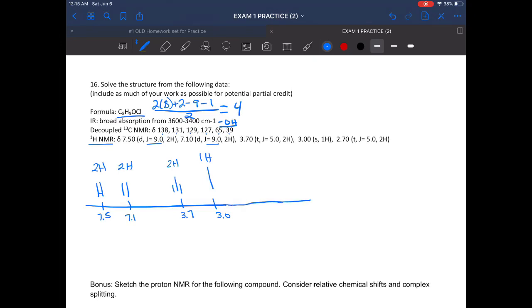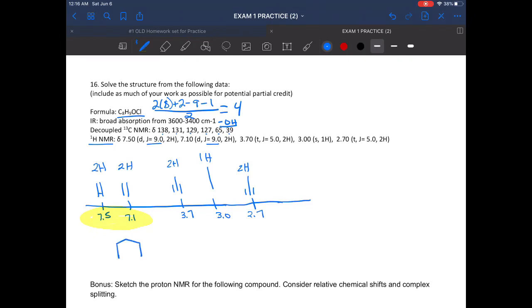The height that I'm drawing doesn't have to do with anything. At 2.7, I have a triplet that represents 2 hydrogen. All right, so 1, 2, 3, 4, 5, 6, 7, 8, 9. All of my hydrogen are accounted for here. Now, what you should know at this point, I'm going to tell you. I have 2 doublets in the aromatic region. I have 4 aromatic hydrogen.